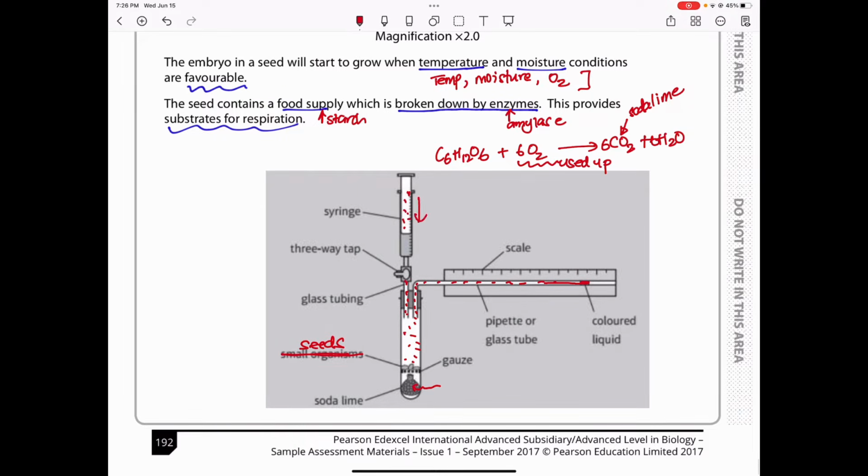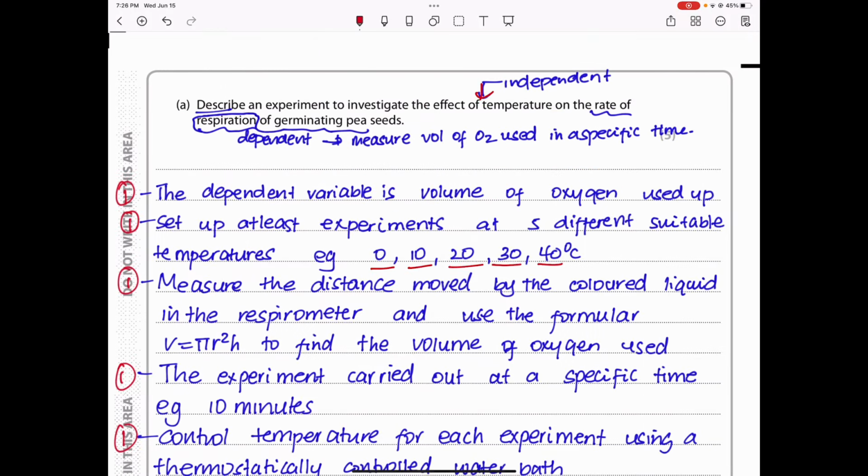This part is for refilling. If we want to refill, this tap can be opened, and then we refill. The colored solution will return to its original level or position, and then we can know how much oxygen has been used, by looking at the volume before and after in the syringe. So let's go to the next part of the question.